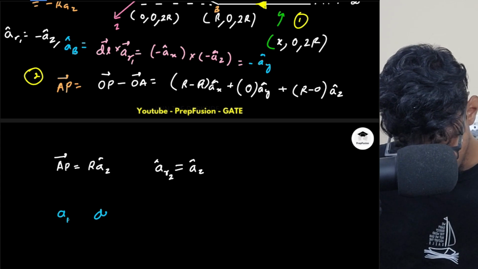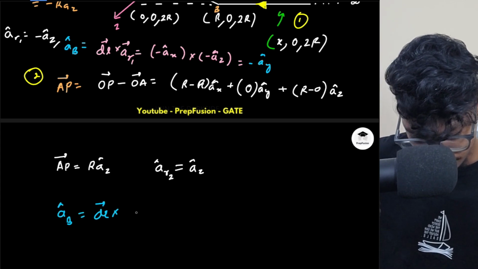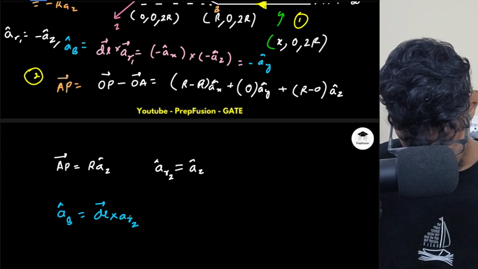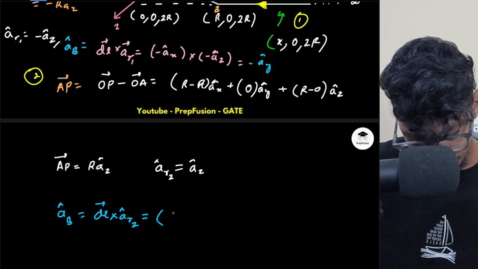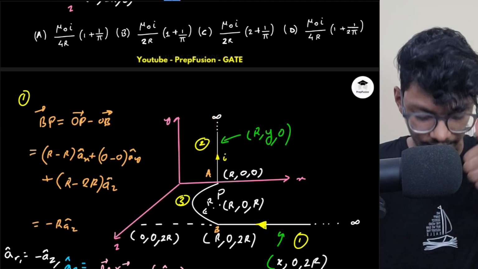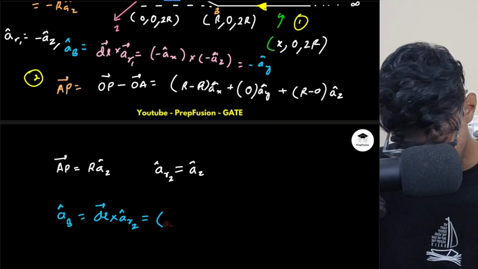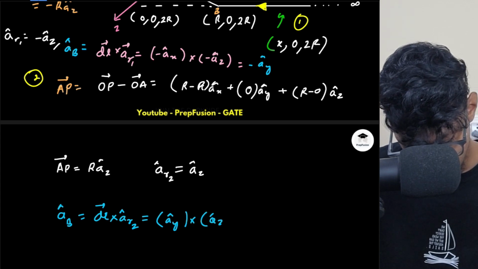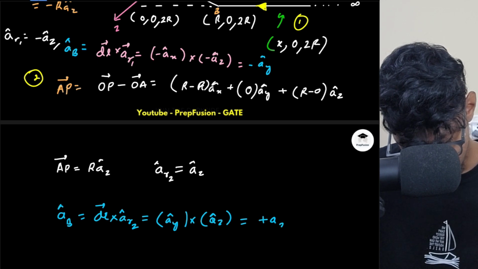Here, what is my direction of the magnetic field? It is dl cross a_R cap. Okay, so dl is what? In this case, dl is in the plus a_y cap direction. So it will be a_y cap cross a_z. It is in the plus a_x cap direction.